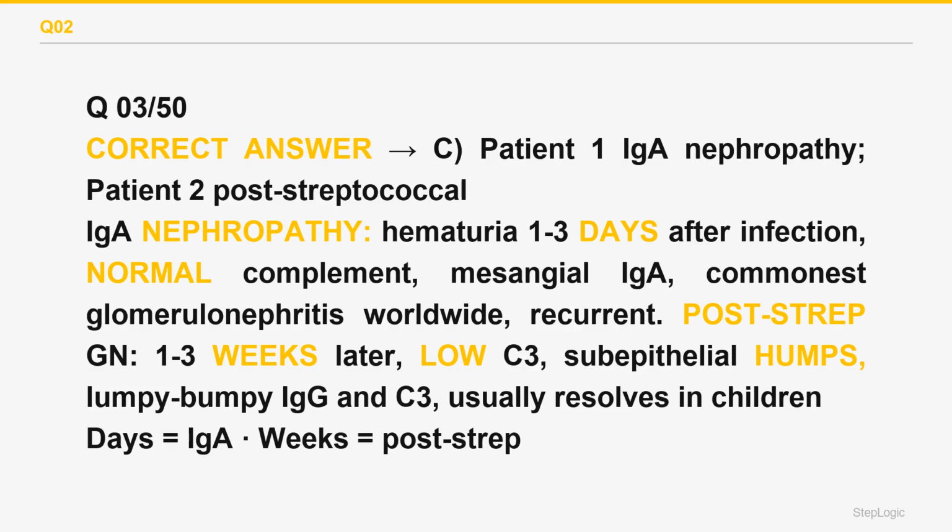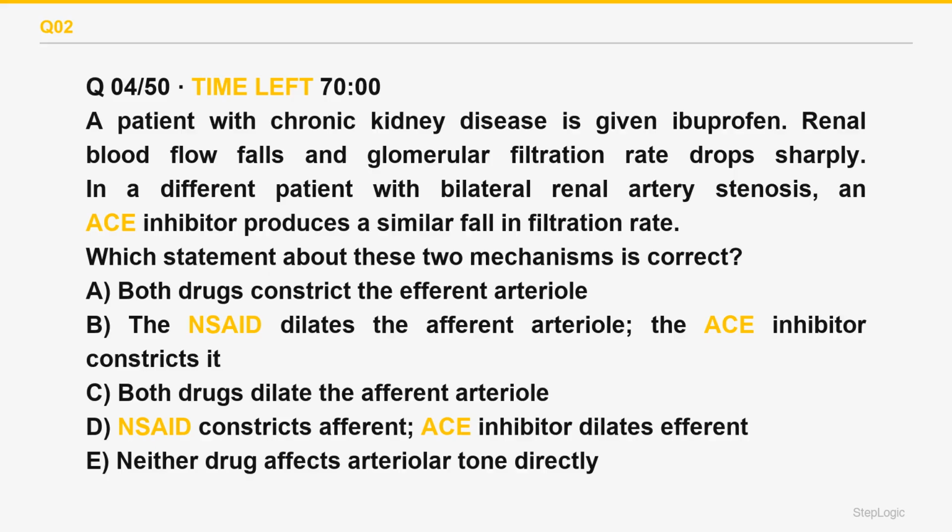IgA nephropathy also has a systemic sibling worth recognizing, Henoch-Schönlein purpura. It deposits the same IgA in skin, joints, and gut, presenting with a palpable purpuric rash on the buttocks and legs, arthralgia, and abdominal pain. If you see hematuria within days of a sore throat with normal complement, let that lead you to think IgA nephropathy. Which statement about these two mechanisms is correct?